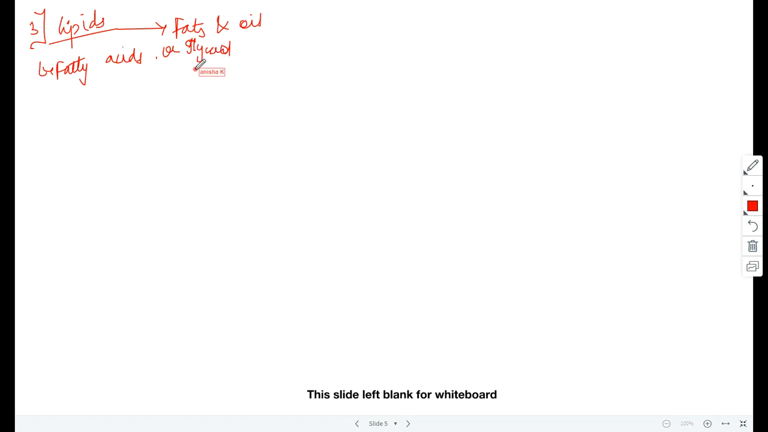What is glycerol? Is it a type of sugar too? It is a carbohydrate, yes. Glycerol is nothing but a form of a carbohydrate only. Now you need an enzyme to break these lipids. So the enzyme we are going to use is lipase.